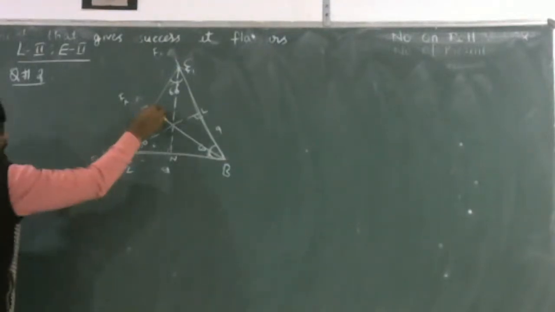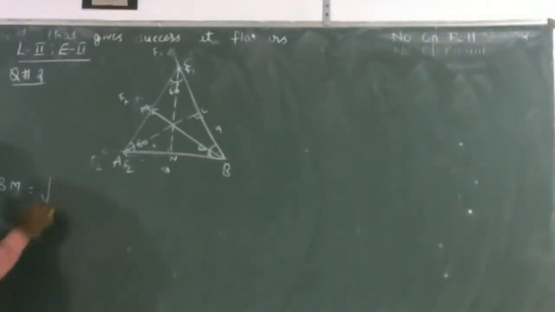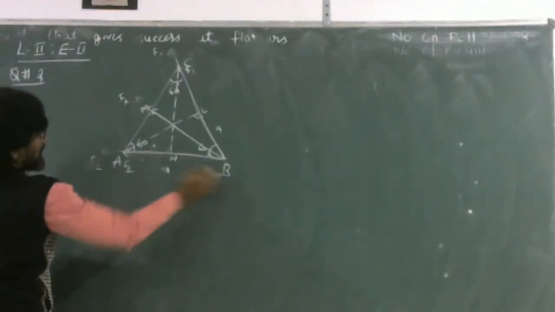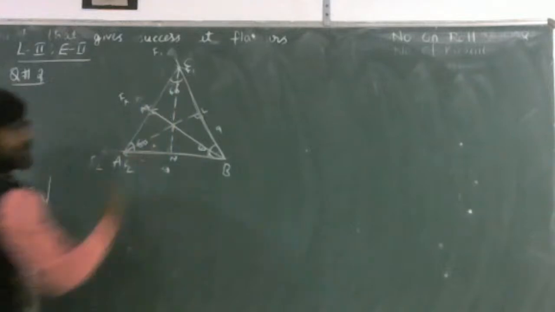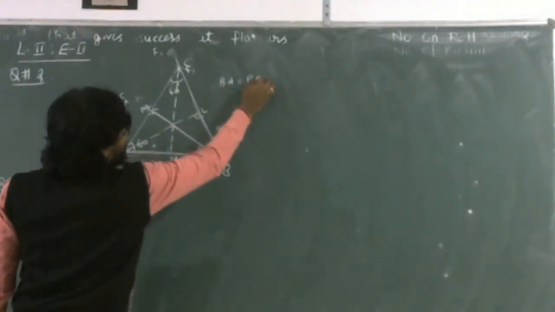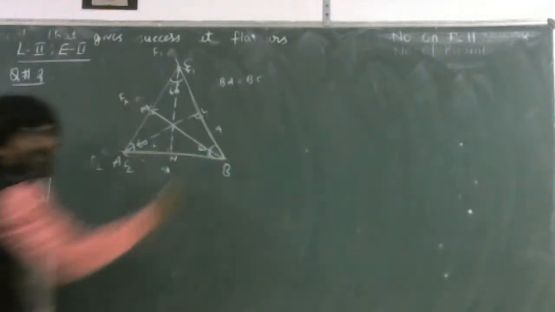Right? The BM represents the resultant. It is equal to the square root of... You can take this as BA, BC both are equal here. BA is equal to BC. BA vector is equal to BC vector, hence their magnitudes are equal.